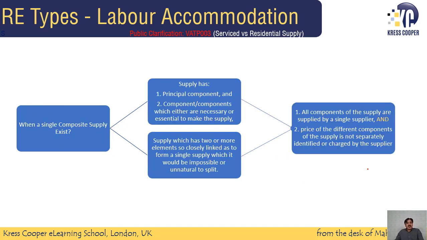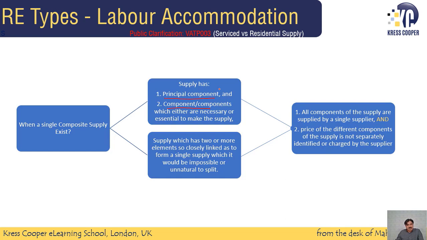Moreover, when we can establish this is a single composite supply, they have mentioned this in the public clarification also. They said there might be a principal component, and along with this further components are being supplied, but the supply of the other components is compulsory or necessary to make the supply of the principal component.